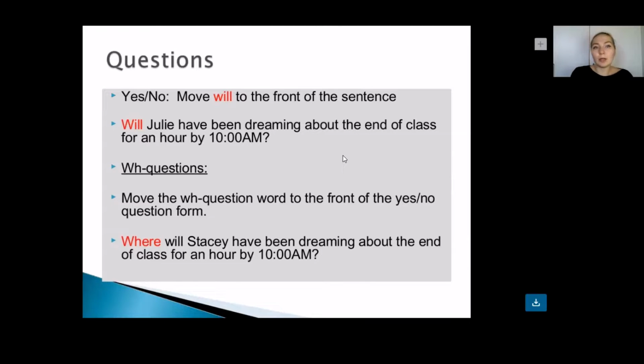Right, so as you see, the question word is just in the beginning, then it is followed by the auxiliary verb will, Stacy as a subject, have been dreaming, the main part of the verb, about the end of class for an hour by 10 a.m.